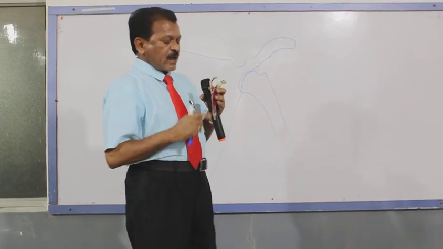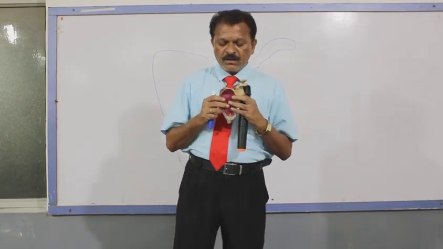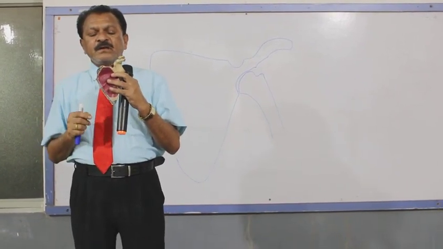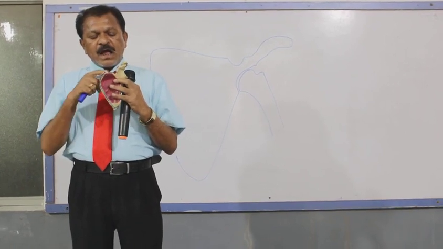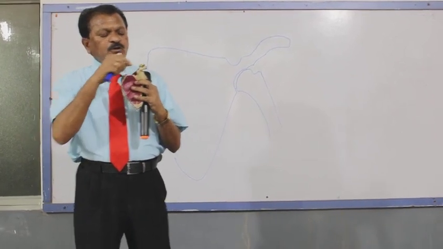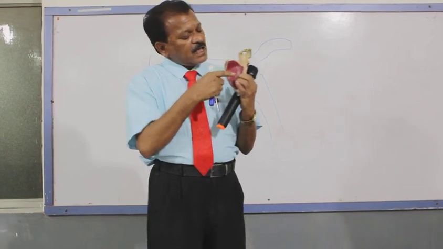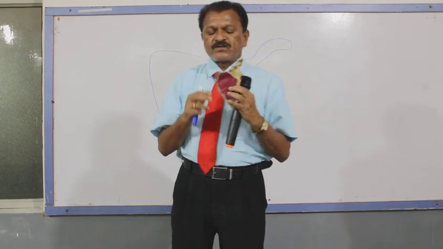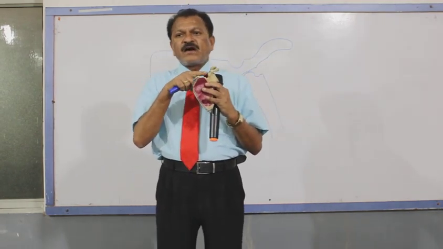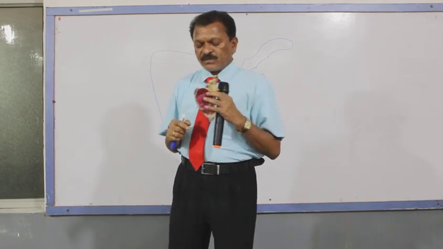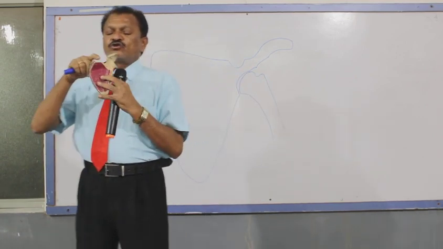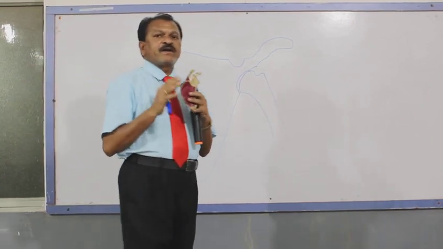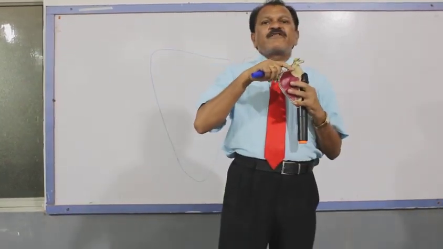Then we have to discuss the borders. This is the upper border. The upper border begins medial to the coracoid process of the scapula and medial to the glenoid cavity of the scapula. After beginning, there is a notch. This notch is called the suprascapular notch.